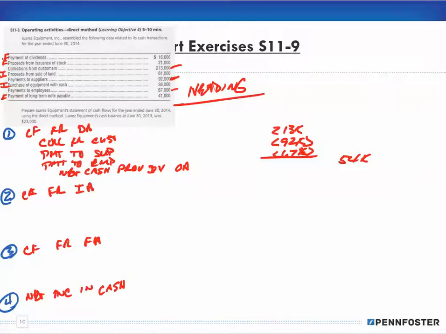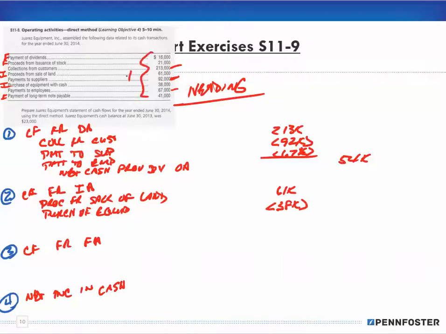Since I went down through these transactions and labeled them, I know which ones are my investing activities. So I have proceeds from the sale of land, and that's 61,000. And then I have the purchase of equipment, and that's 38,000. As I wrote that, the thought occurred to me, notice that these numbers are all positive numbers. But when I put it on the statement of cash flows, I have to think about which way my cash went.